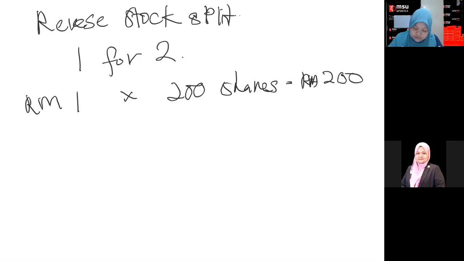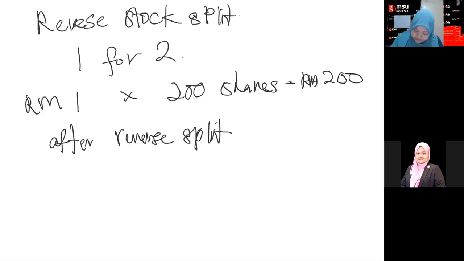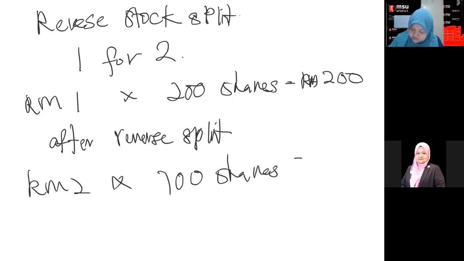But then after the reverse stock split, the price now becomes RM2, but the shares are only 100 shares. So still, the value has no change. So that is reverse stock split. So under stock split, there is stock split and also reverse stock split. Any questions?